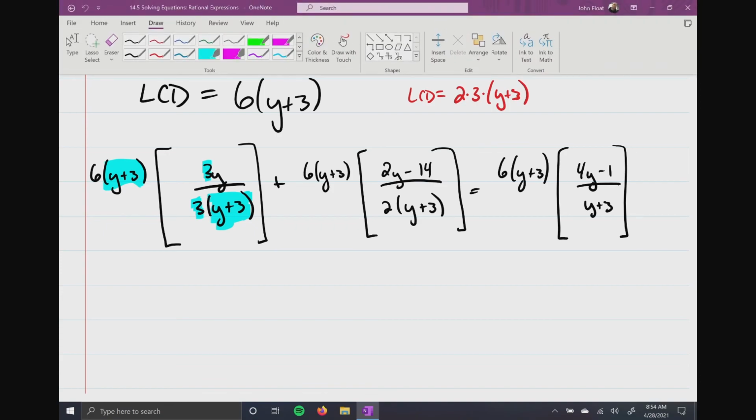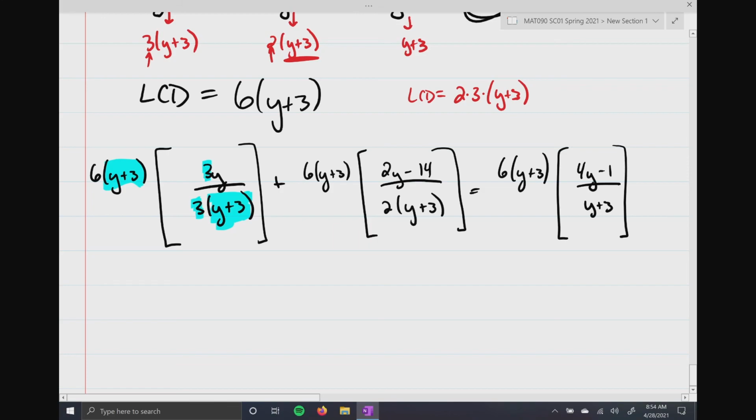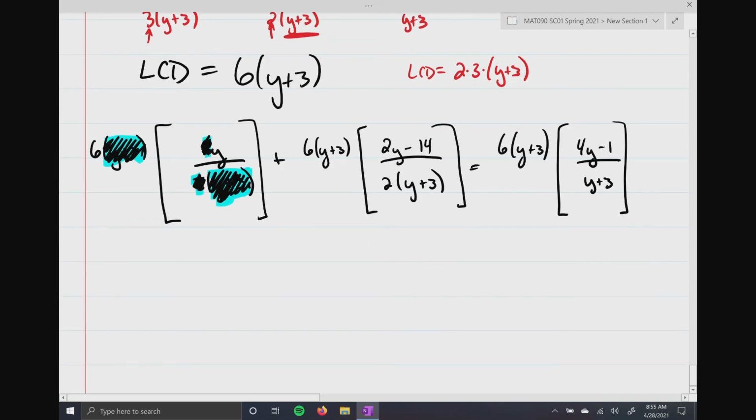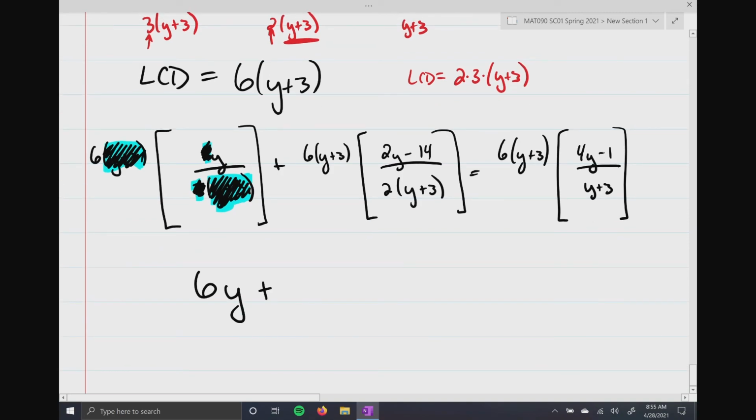Are there any questions with that so far? Because I'm going to scratch them out here. So I need to know, do we understand 3 over 3 is 1? y plus 3 over y plus 3 is 1. All right, so I'm going to scratch them out. I write whatever is left over. In this case, it happens to be the 6 times y, because they're the only things that are not highlighted. Then I put a plus sign, and the reason I put a plus sign is because I have a plus sign right here.